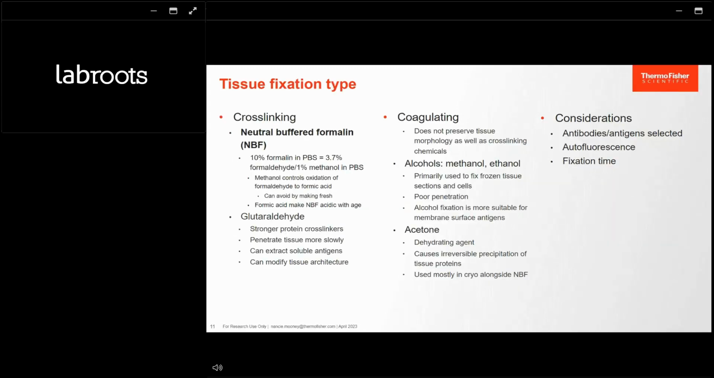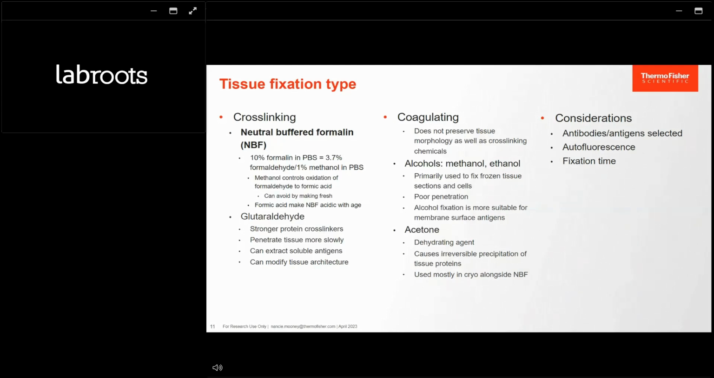Okay, so to talk more about the fixation chemicals, there are two main families of fixation chemicals out there for use in tissues. One is coagulating chemicals. We don't use this very much in tissue imaging experiments, because it doesn't preserve tissue morphology particularly well, and it generally has pretty poor penetration. This is often more used in flow cytometry experiments, but I'd like to mention it here as there are certain situations where it might be necessary.